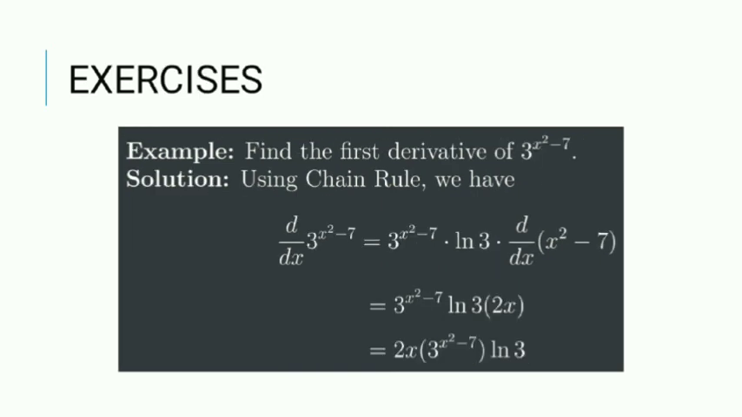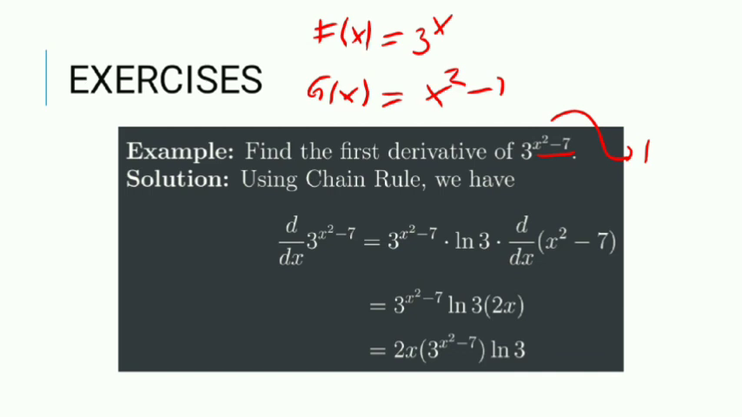And find the first derivative of 3 raised to x squared minus 7. Notice that we have an exponent which is not an x. So we are going to use the exponential differentiation rule and the chain rule, since it is of the form of a function inside a function, which is, say, f of x is equal to 3 raised to x, and g of x is equal to x squared minus 7, and this here is f of g of x.